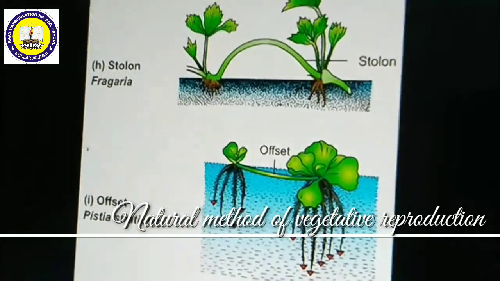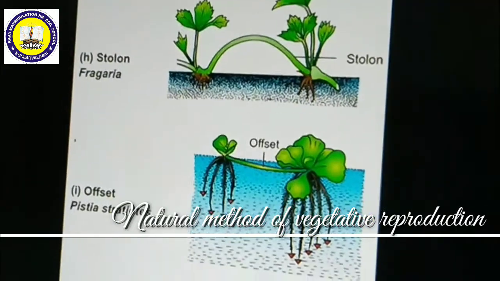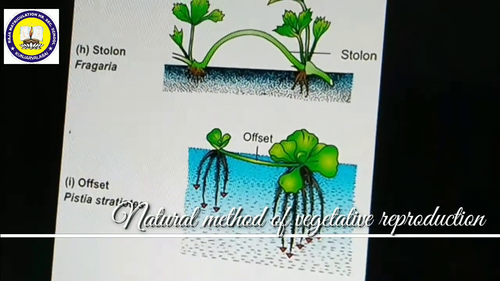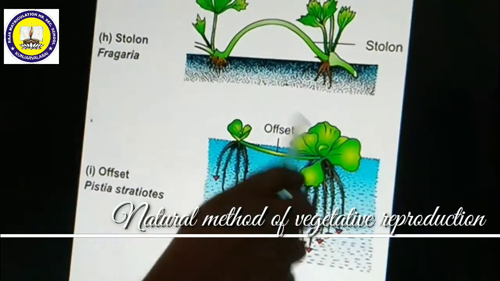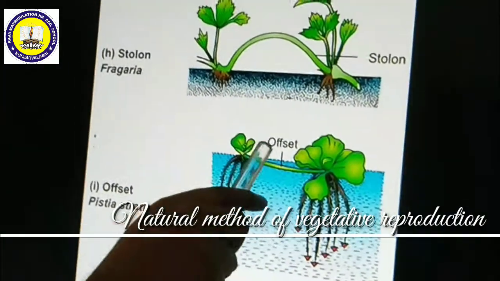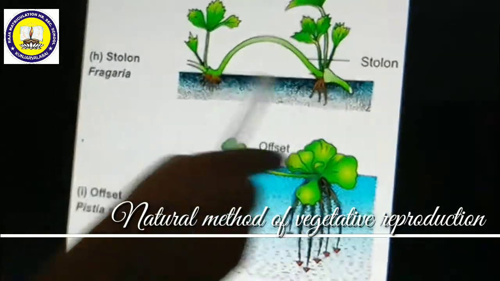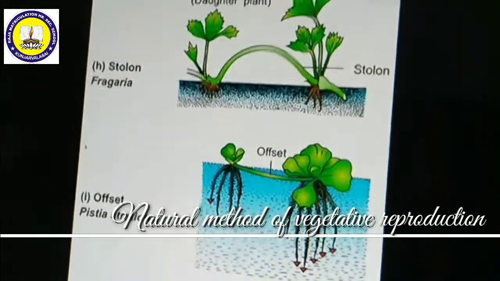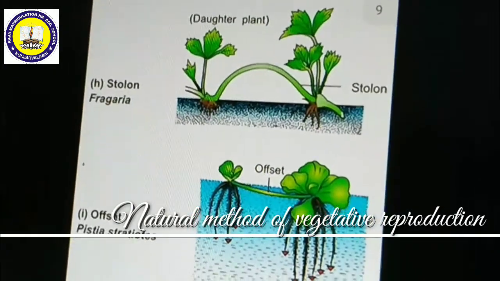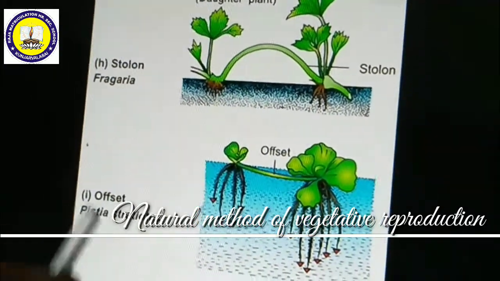So this is Pistia. Another plant you might have seen is Eichhornia. All these plants float on the surface of water. In between, two nodes are connected by a small weak stem. This is called an offset. If you cut off this offset, each and every one develops into a new plant. Such reproduction is called reproduction by offset. Pistia as well as Eichhornia are very good examples.